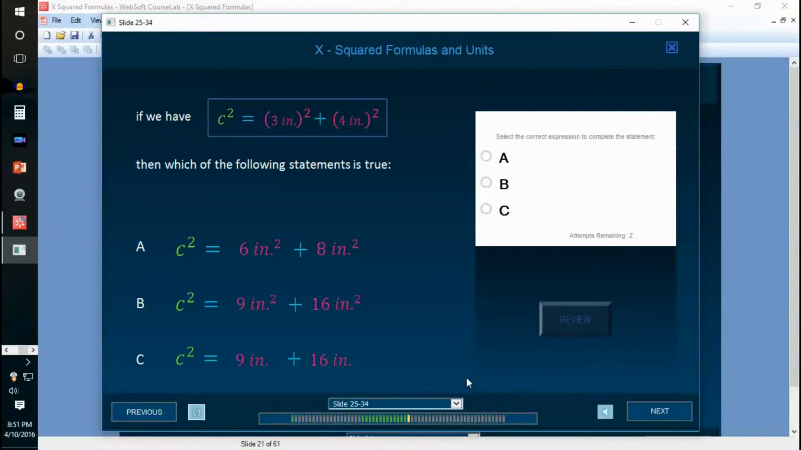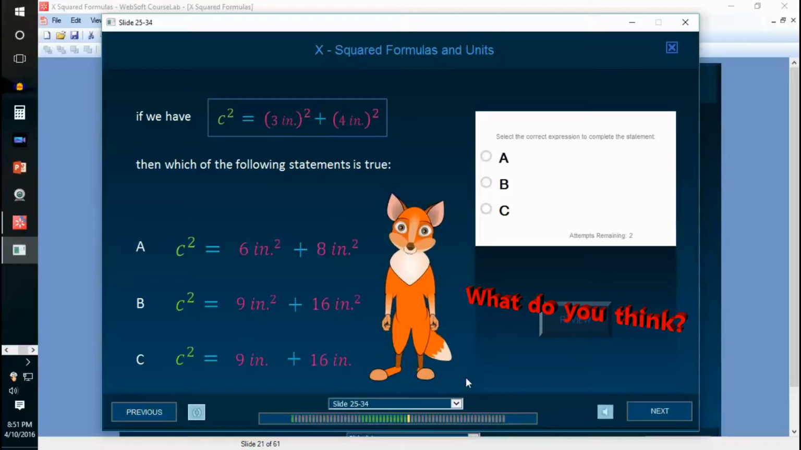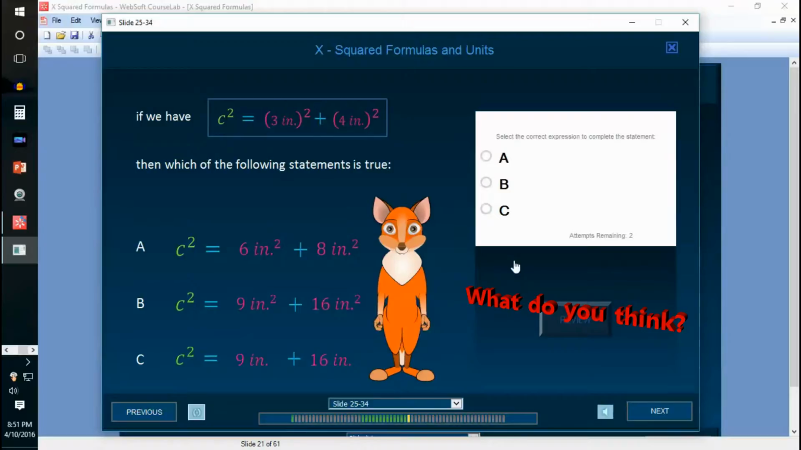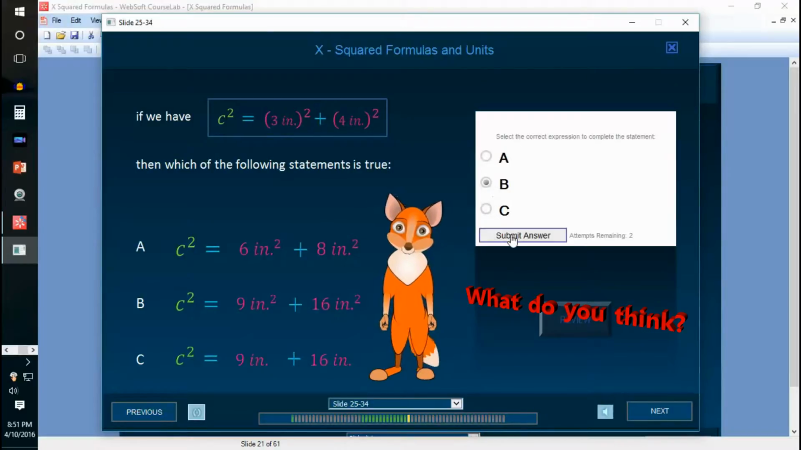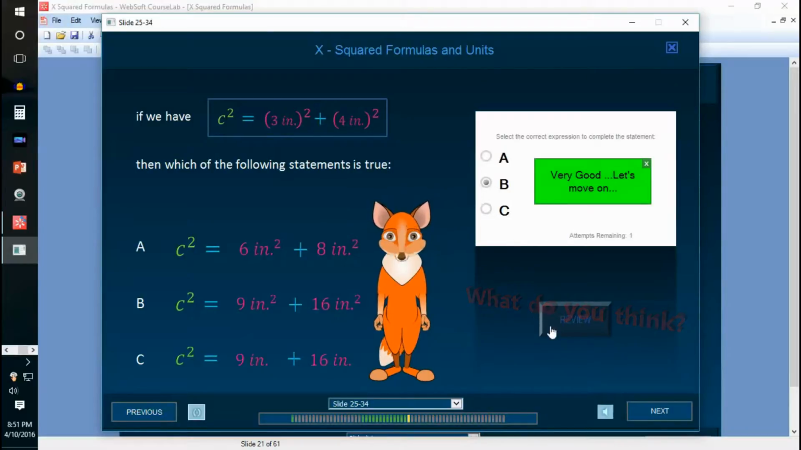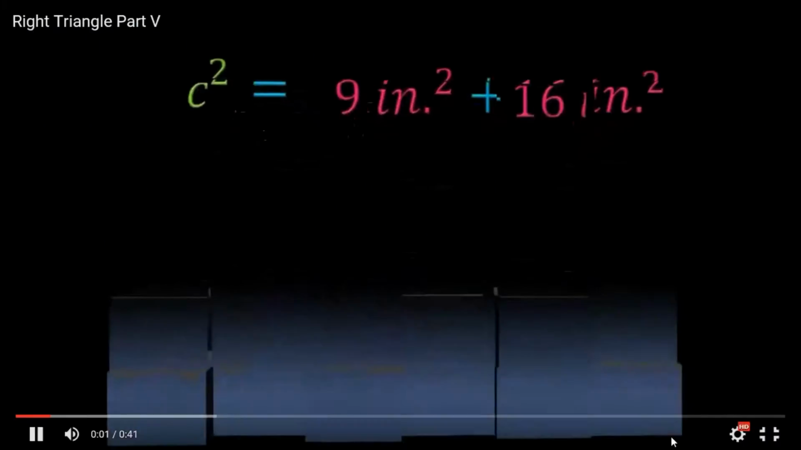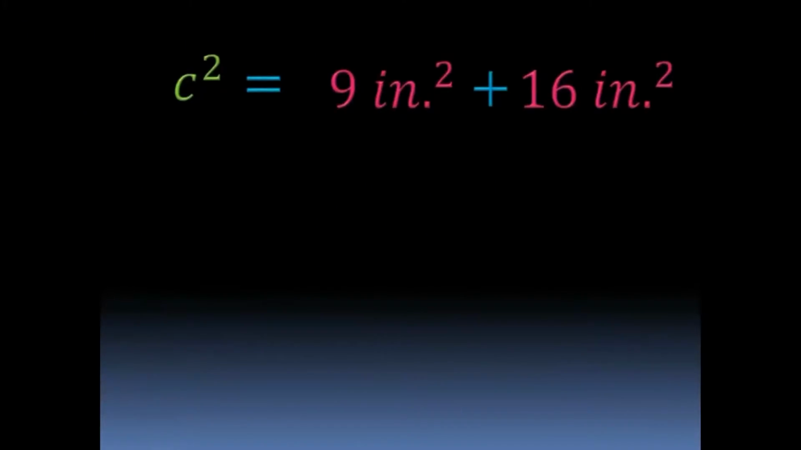If we have C squared equals 3 inches squared plus 4 inches squared, then which of the following statements is true? Very good. Answer choice B shows the correct calculations. We are at this point now. We have c squared equals 9 square inches plus 16 square inches.